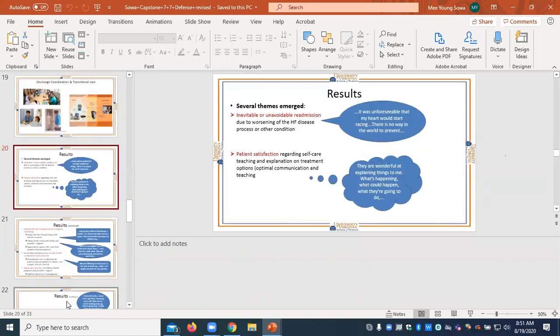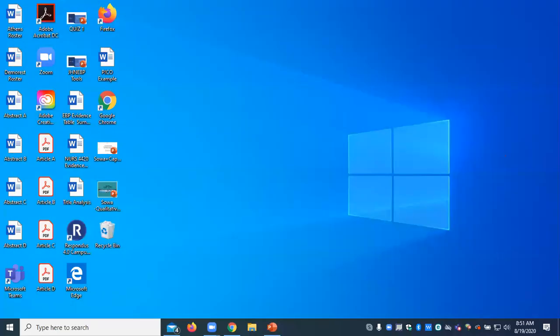Several themes emerged from my qualitative analysis. This one is actually something I just put in, what the patient is telling me. That's qualitative. I think that should be enough for me to tell you what is qualitative. Did you get enough about qualitative? Yes, Dr. Sowa. Okay, I think that should be enough.